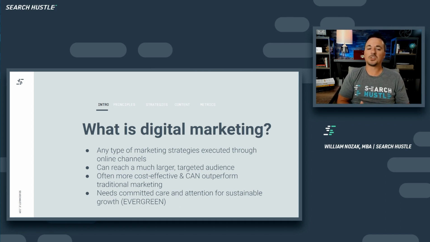It can reach a much larger audience because the whole world is online. It can be much more targeted than, say, a billboard that hits a highway of traffic that includes 99% of people that will never, ever buy your product or service. Not ruling that out, just saying that's not digital. Digital can also be sloppy, just like a billboard can or a television ad. Often more cost-effective, can outperform traditional marketing, needs commitment and care, attention, and certainly become evergreen.